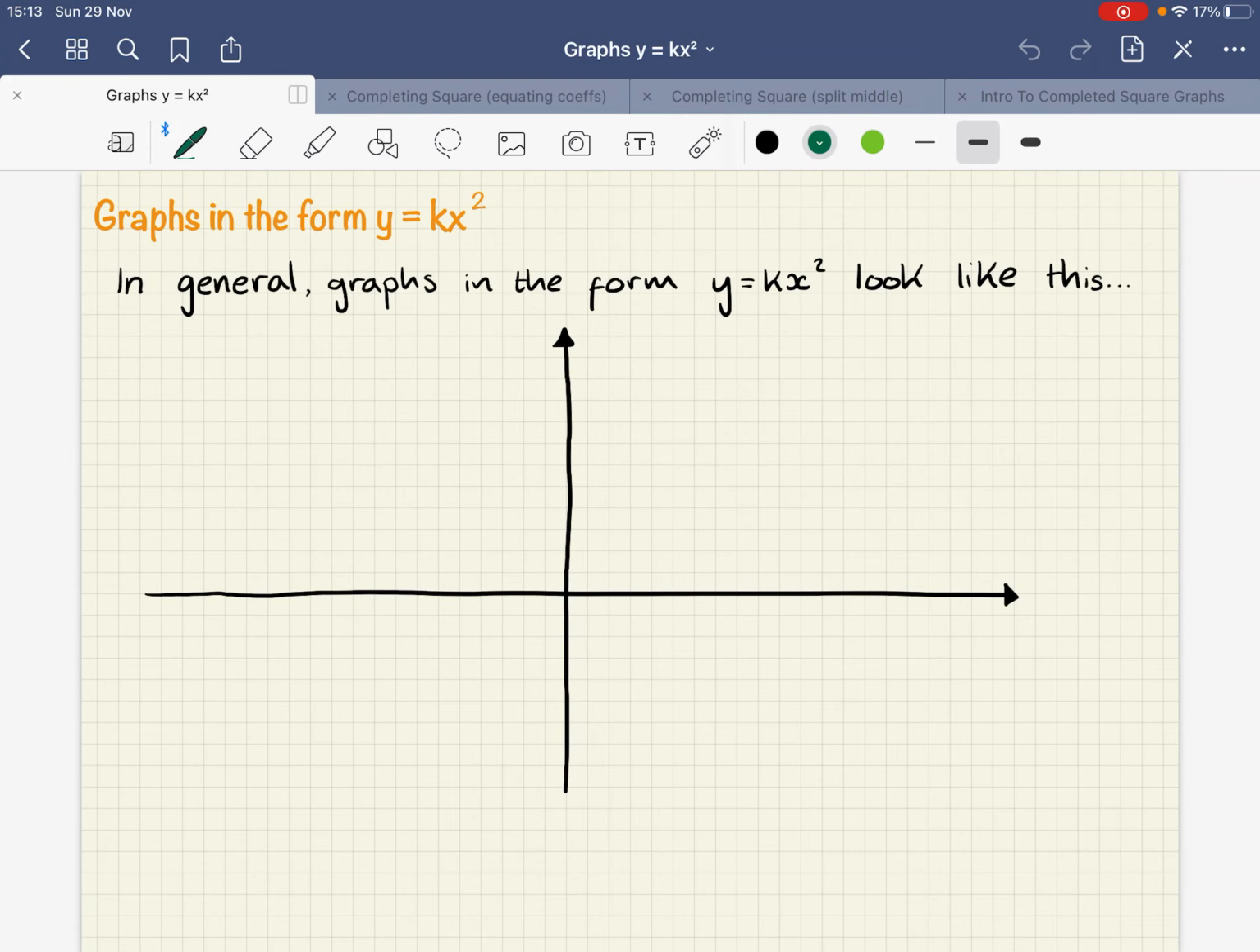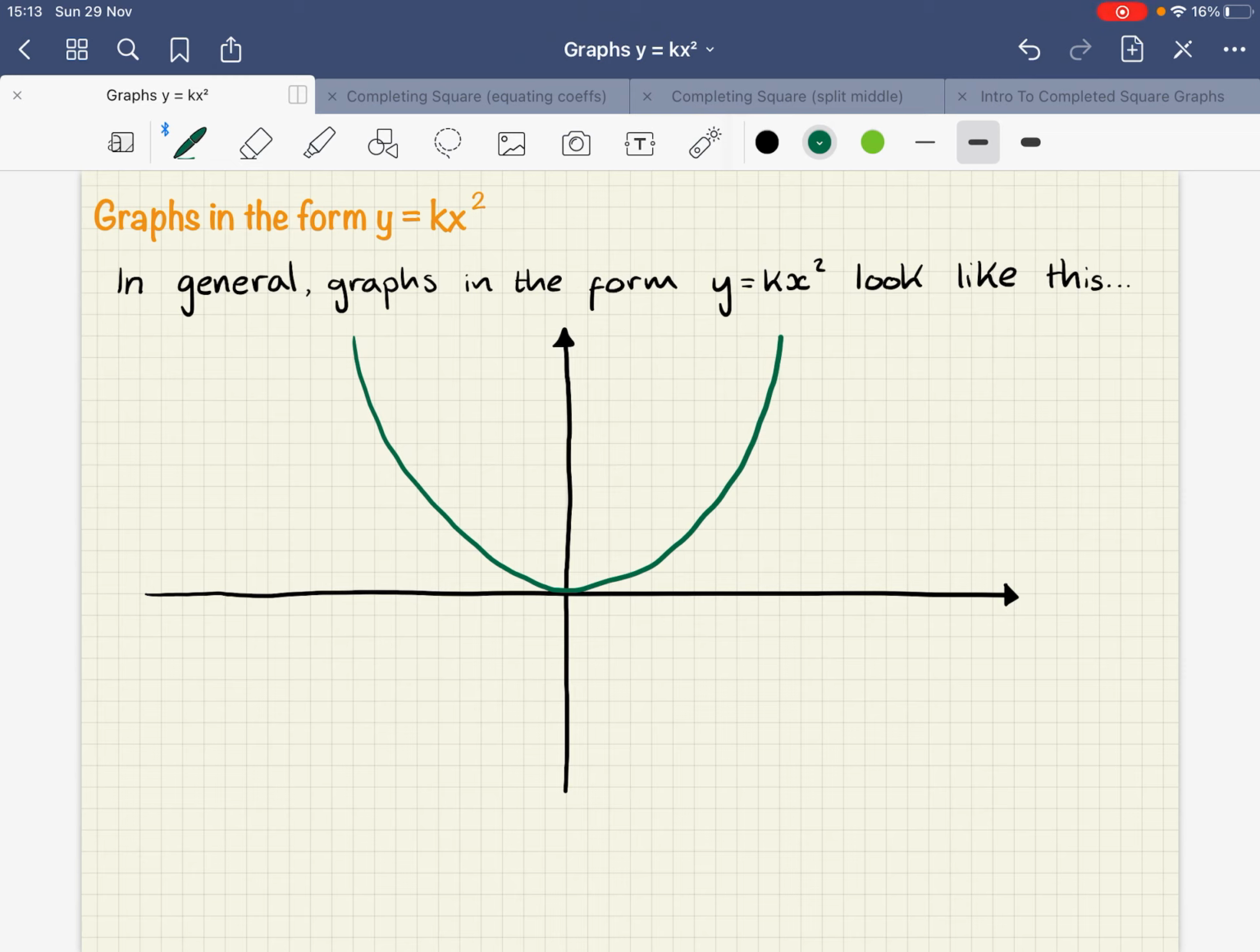Alright, so in this video we're going to be looking at graphs in the form of y equals kx². So in general, graphs in the form of y equals kx² look like this. So it's a parabola, and essentially it just meets at 0, 0. So they always have a turning point at 0, 0.